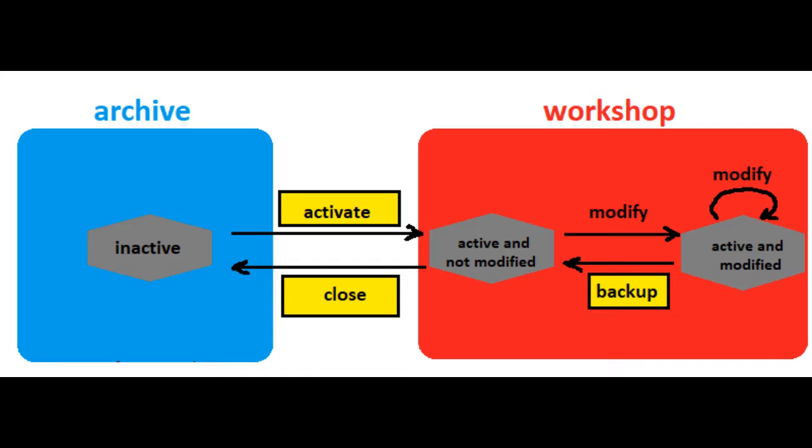Let us summarize the different states of a project so far. It is either inactive, only in the archive, or active and in the workshop. And when it is active, it is either not modified or modified. Note that an active project can only be closed again if it is not modified. If it is modified, you need to make a backup first and store its current file tree. Afterwards, a project can be closed.